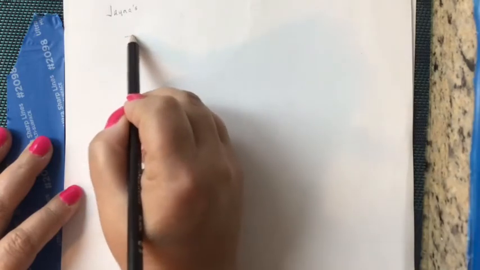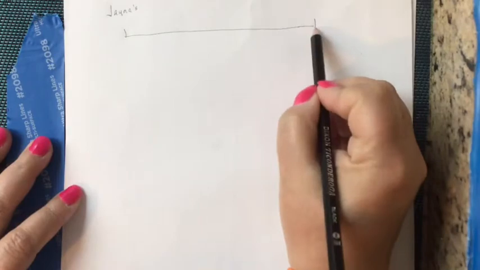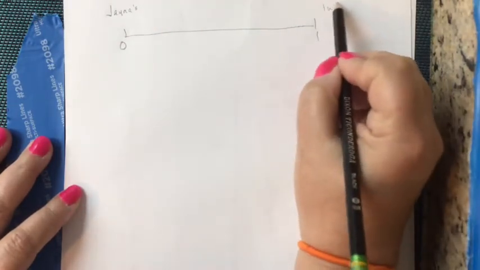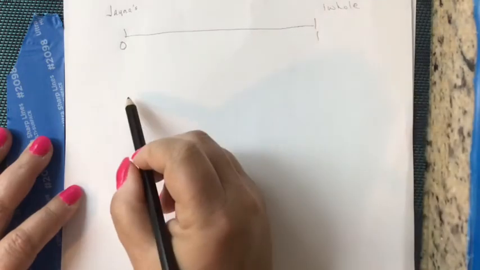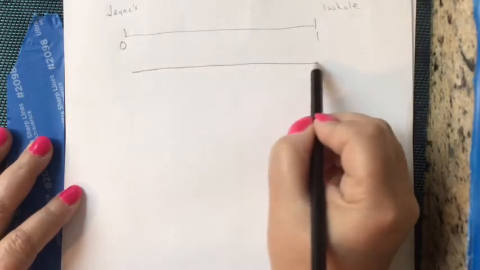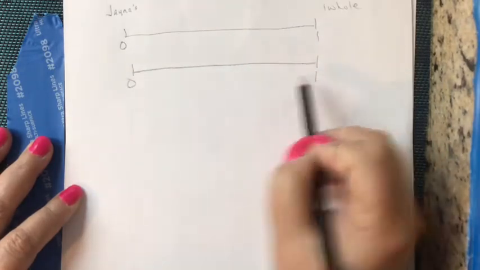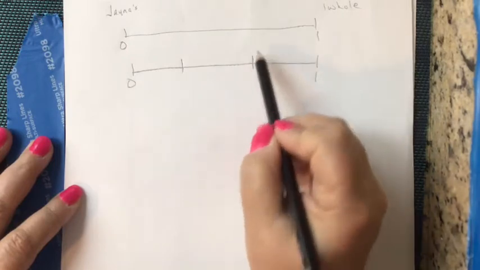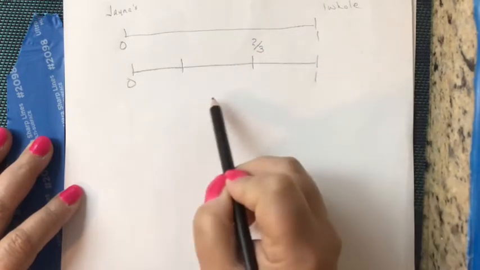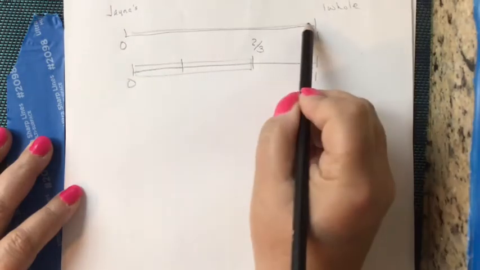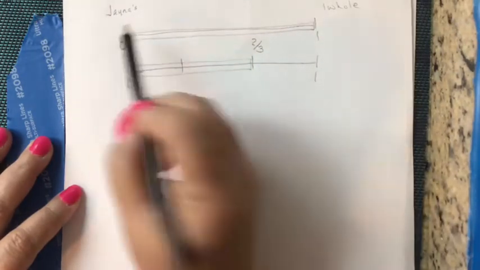So I'm going to do an estimate. Here's 0 to 1, and that's 1 whole. So she does need 1 whole cup of sugar, but she also needs 2/3. So we're going to do the same thing here, 0 and 1, and 2/3 is going to be right about there. So this is about how much sugar she needs in addition to this here.